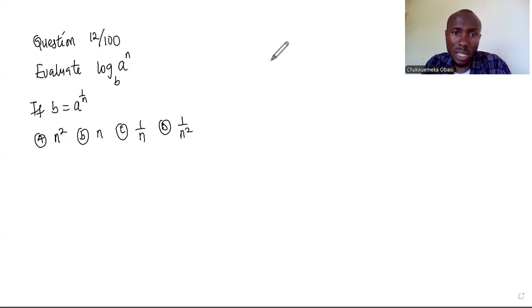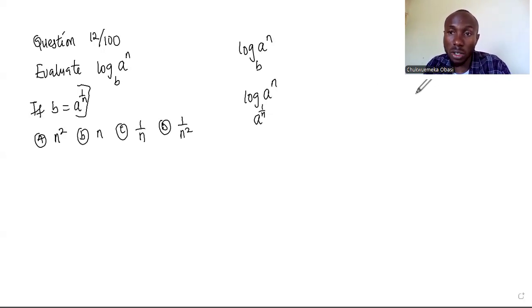So we have another question here on logarithm, and how do we go about the solution? Let's get started. We are given log a^n base b. And this time we're told that b is the same as a to the 1 over n. So I'm going to replace the b with a to the 1 over n. So that becomes log a^n, then the base b is a to the 1 over n.